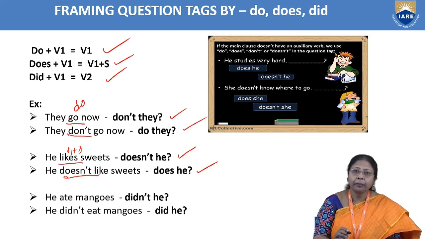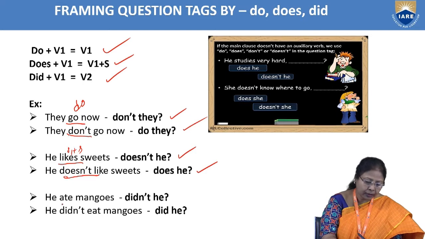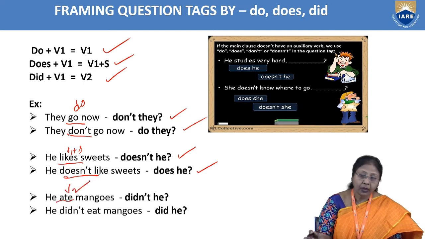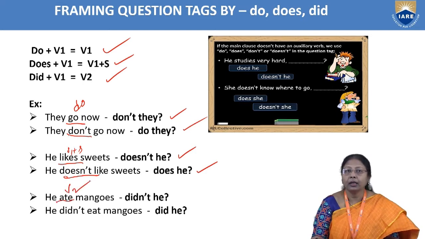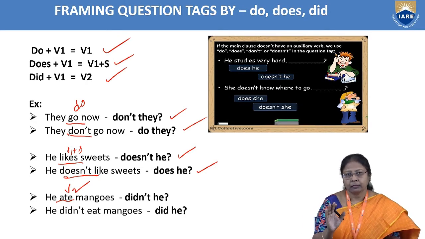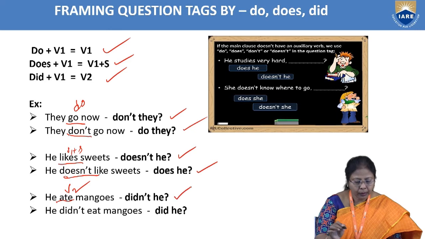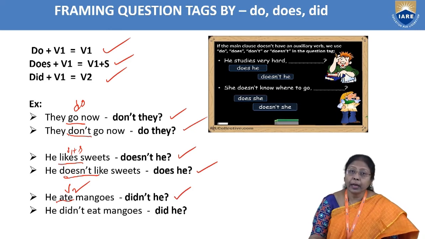Next one. He ate mangoes. Ate is a past tense, V2 form. He ate mangoes. That is what we call a positive sentence. It takes a negative question form: didn't he?